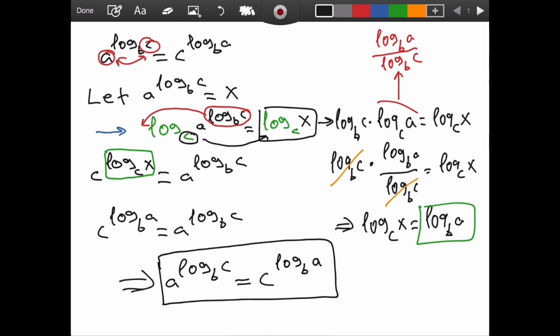As you can see, the change of base formula was very helpful in proving this identity, this equation. And in fact, you can use the change of base formula to prove other identities, other equations regarding logarithms as well.